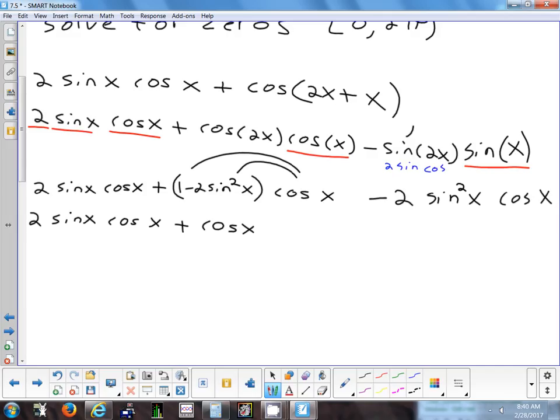There's not really much you can do with it. It's negative 2 sine squared x times cosine. And we already have another one of those. So we're going to be able to combine those in a second. Okay, so that's minus 2 sine squared x times the cosine. Yep. And then minus another 2 sine squared x times the cosine.